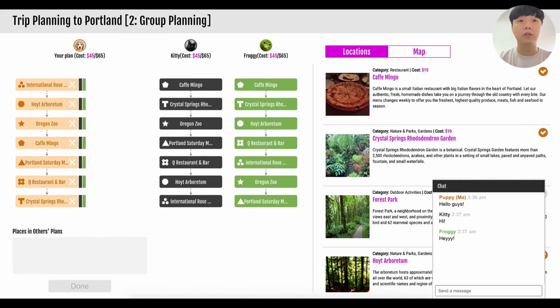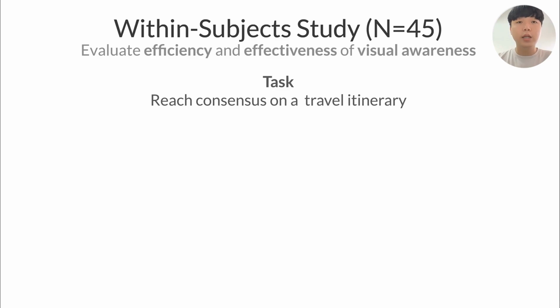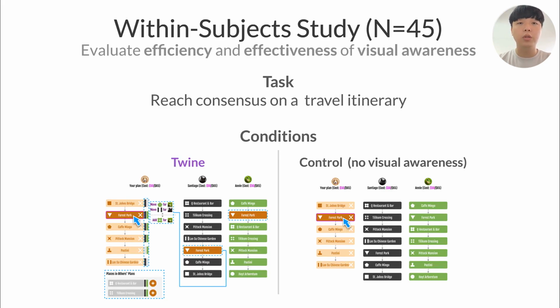To understand the effect of the visual awareness technique on the effectiveness and efficiency of the consensus building process in CoSeq tasks, we conducted a within-subject study with 15 groups of 3 friends. Each group performed the same task twice, to construct and reach a consensus on a travel itinerary. This was done once with Twine and once with a control version that did not provide visual awareness support.